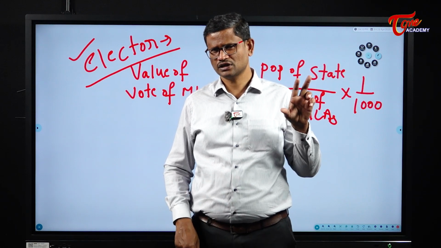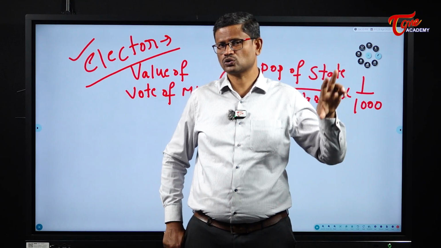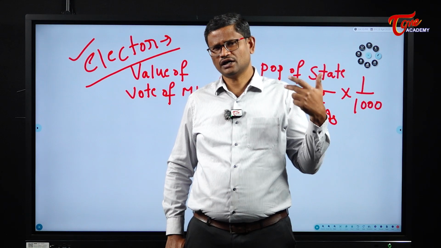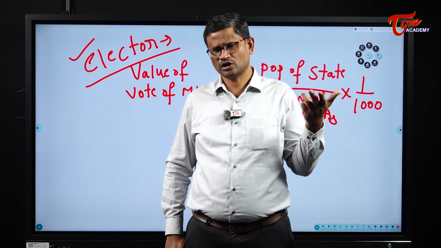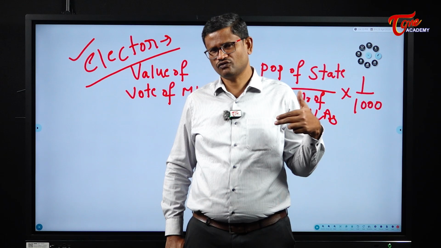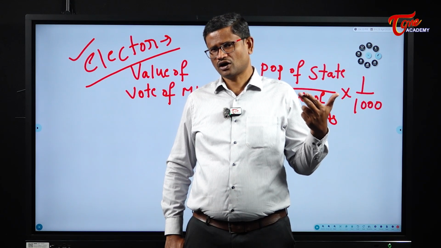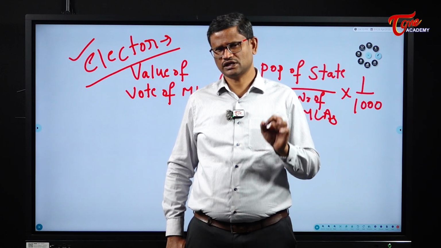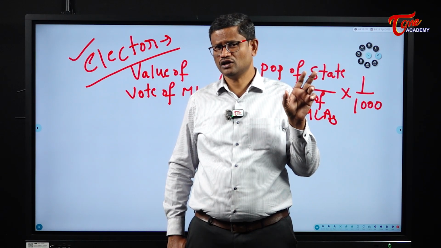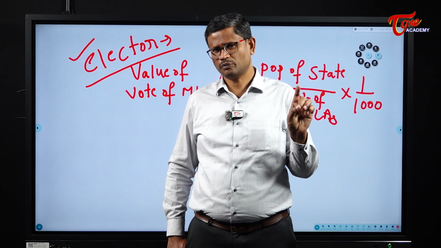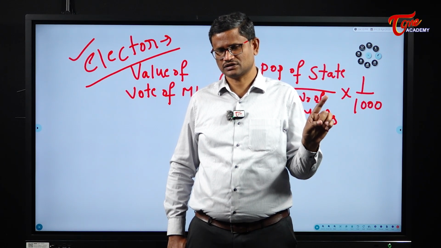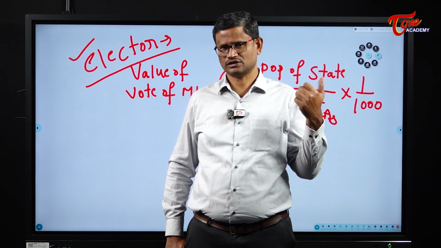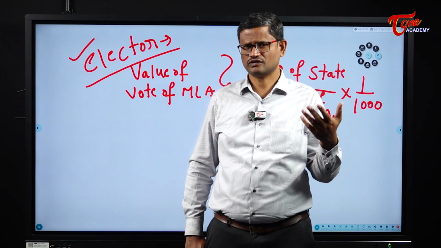This is to encourage the states to bring down the population growth rates. This was initially extended for 25 years. Later on, the 84th Constitutional Amendment Act extended this freeze on delimiting the constituencies for another 25 years. So that's the reason why when we calculate the value of the vote of an MLA, we are using the population of the 1971 census. We are not using the population of the recent census, which is the 2011 census. That's about the election of the President of India.